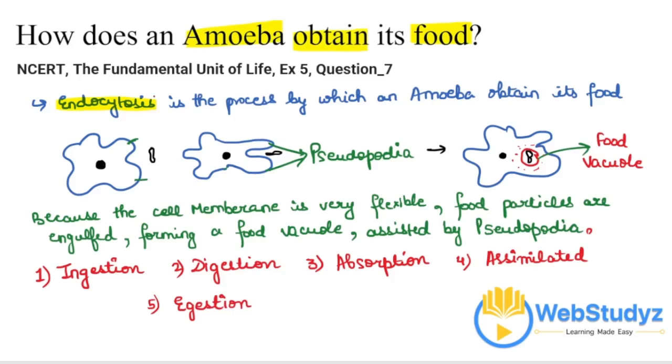to obtain its food. The process is called endocytosis, and the holozoic mode of nutrition leads to 5 steps in which it is able to obtain the food. Pseudopodia is the membranous extension which helps the amoeba to get its food. So I hope you understood this.